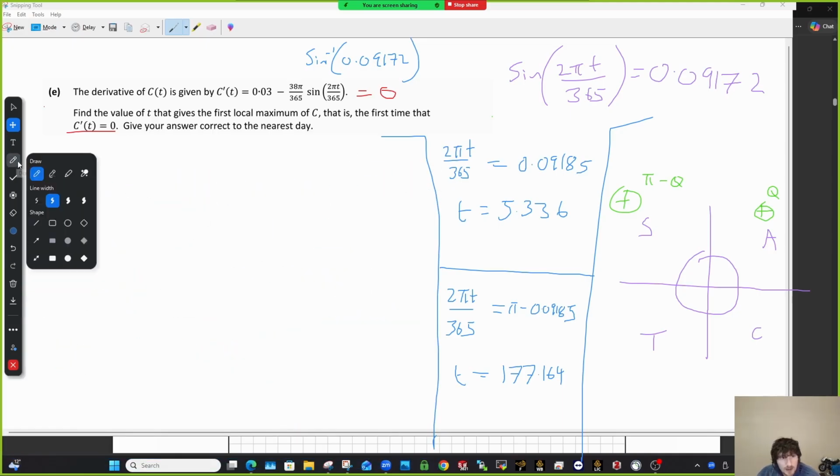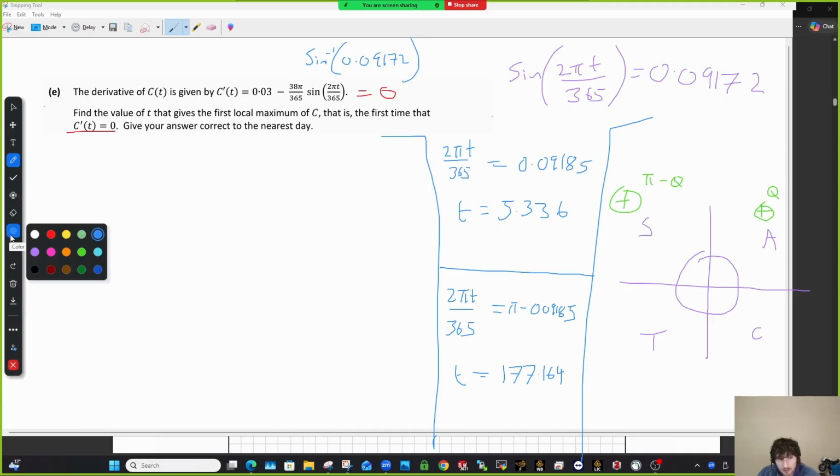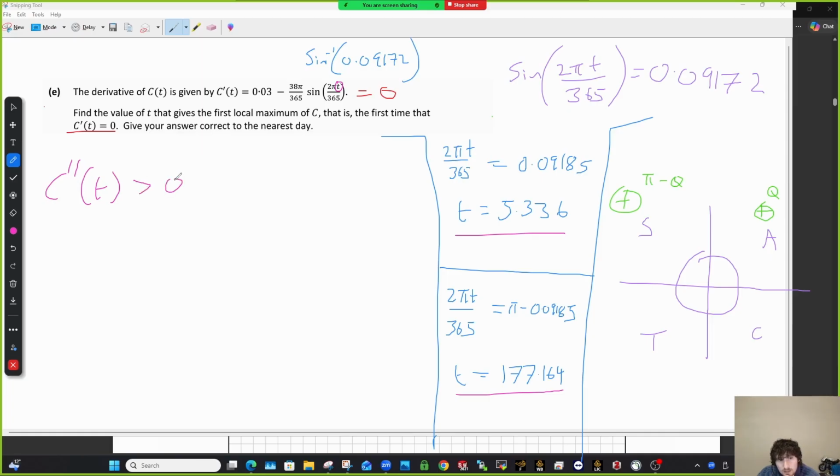So the ordinary level maths way of doing this, and it would absolutely work for this question, is you just put both t's back into the function here, and whichever one gives the bigger value will be the maximum, and the other one that gives the smaller value is the minimum. But at higher level maths, we're supposed to know something called the second derivative test. So that's when this thing is greater than 0. It's a little bit counterintuitive. When it's greater than 0, that's the min. And when c dash dash t is less than 0, that's the max.